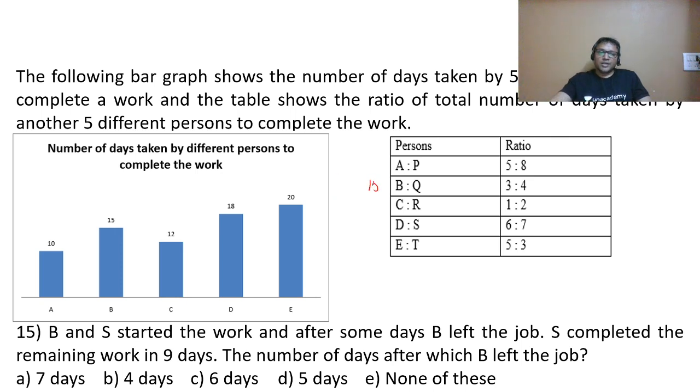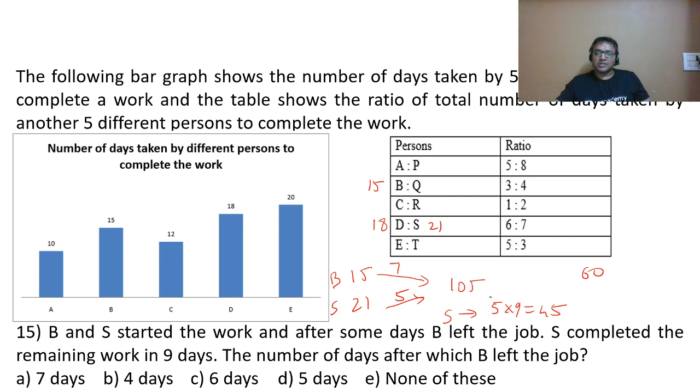So B takes 15 days, we know. S is 21 days. So we have 15 and 21. LCM is 105. So 15 times 7 is 105, 21 times 5 is 105. This is for B and S. S worked for the last 9 days. So it works 5 into 9, 45 amount of work was done by S. The remaining 60 amount of work, that is 105 minus 45, was done by both B and S. If in one day they can do 12 work, to do 60 amount of work, how long will they take? 5 days.